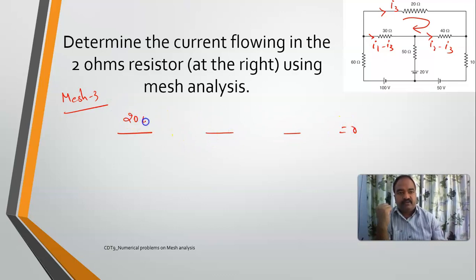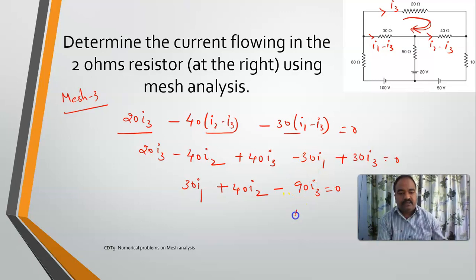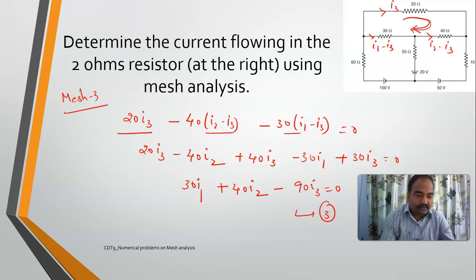So I'll start with the top left. 20 I3. This is in opposite direction, right? So it is minus 40 into I2 minus I3. And this is minus 30 into I1 minus I3. So if I expand it, so this is my 30 I1 plus 40 I2 minus 90 I3 is equal to 0. This is my equation number 3. So now I have got equations 1, 2 and 3.